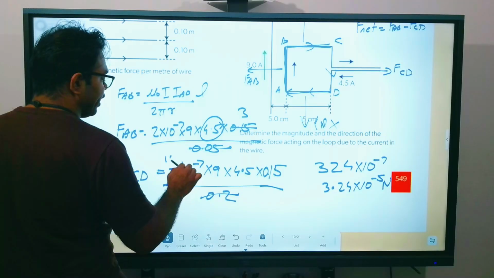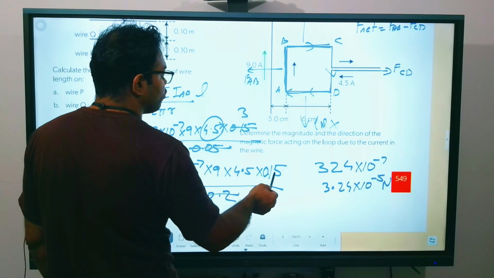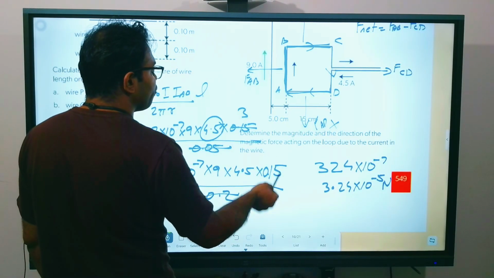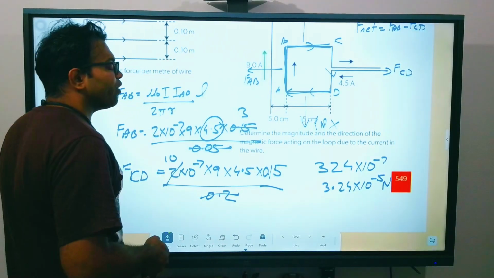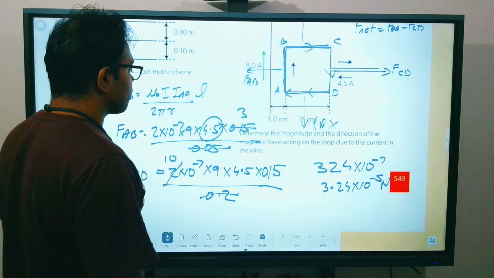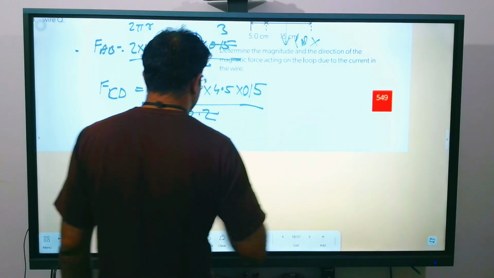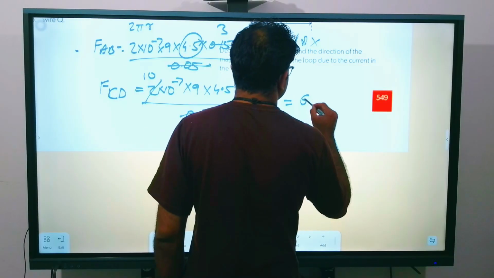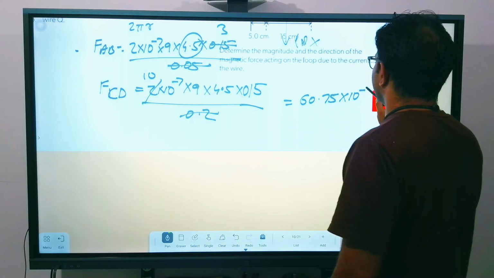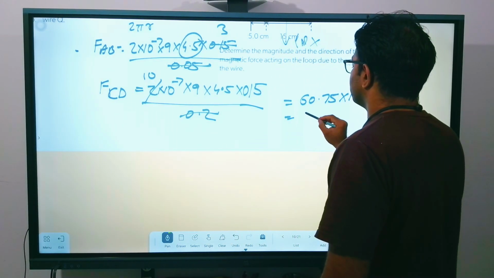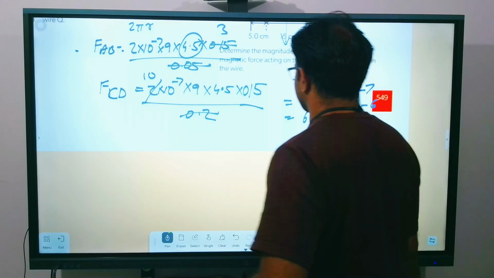Okay, so this and this gets cut off. You will get 10 into 0.15 is 1.5. 1.5 into 9 is 13.5. 13.5 into 4.5 is how much? 60.75. Okay, fine. So you will get 60.75 into 10 to the power of minus 7, or 6.075 into 10 to the power of minus 6.